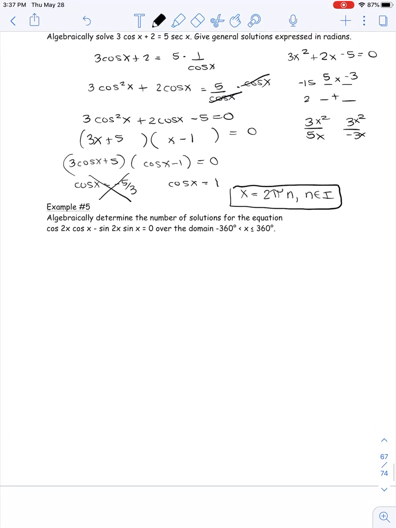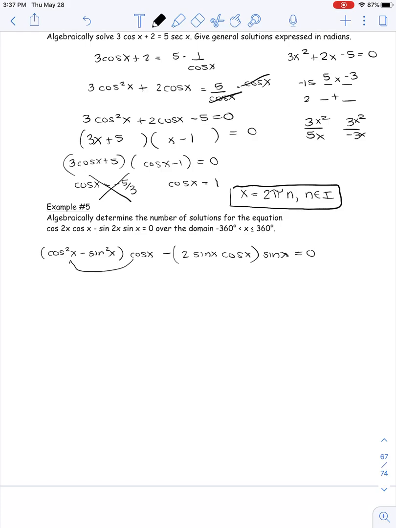And our last one, example number 5. We'll replace those double angles with, for example, cos 2x. We can replace it with cos squared x minus sine squared x. And then we're multiplying it by cos of x. And then instead of sine 2x, we're going to replace it with 2 sine x cos x. So what I've replaced has gone in the brackets. Everything else stays the same.